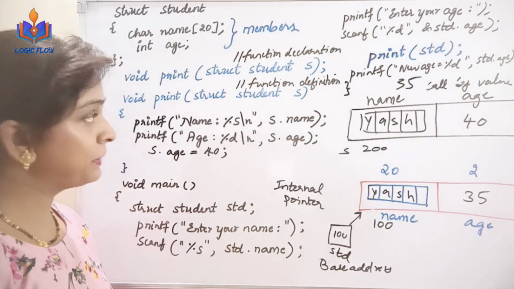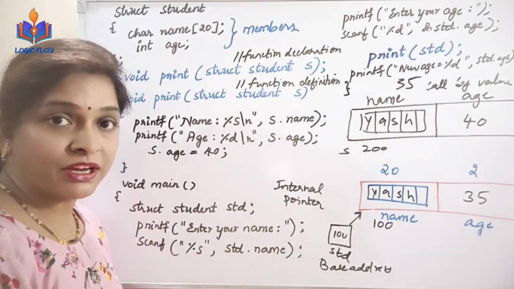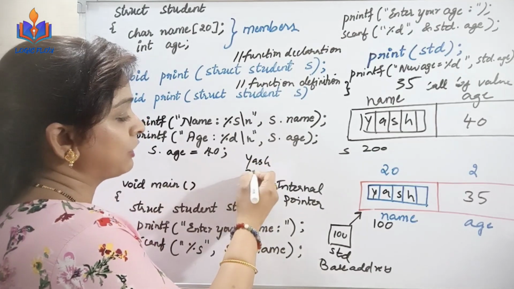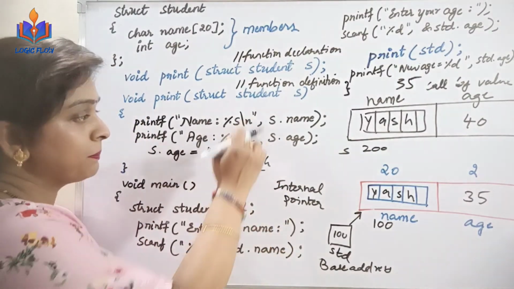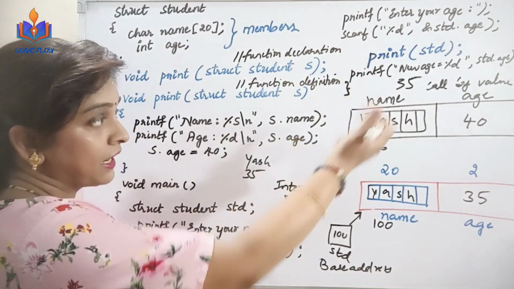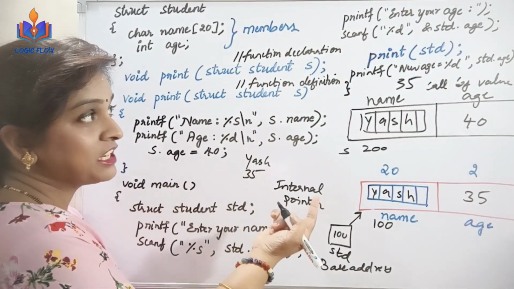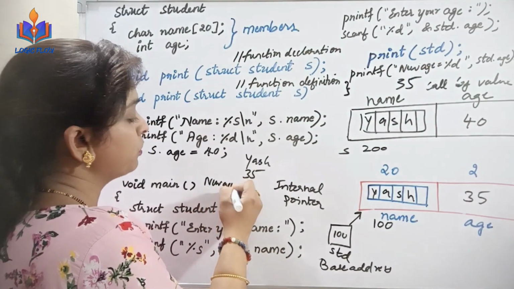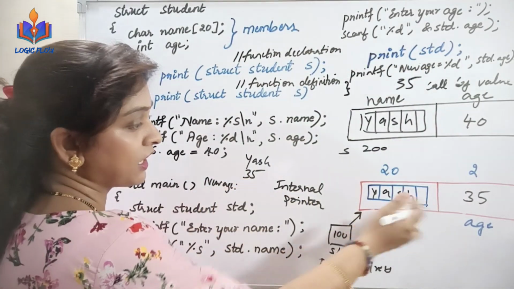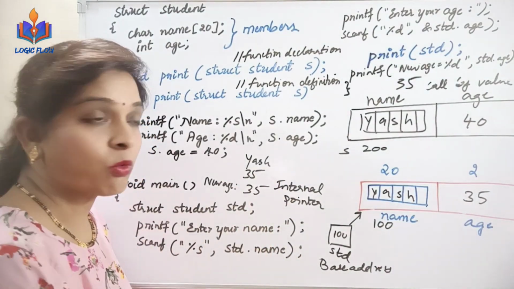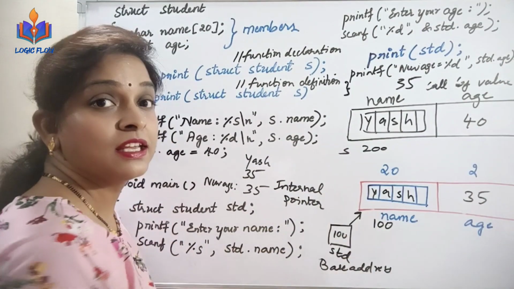So my output will be like this. I'll accept the values. I'll accept s and I'll accept the initial value, say 35. So I'll print that also. Then later I'll change it. Then I'll come back to this. I'll say new age, print std.age. New age. So what is that? New age, std.age. It is still 35 itself, not 40. Because the changes that I did were to s, not for std.